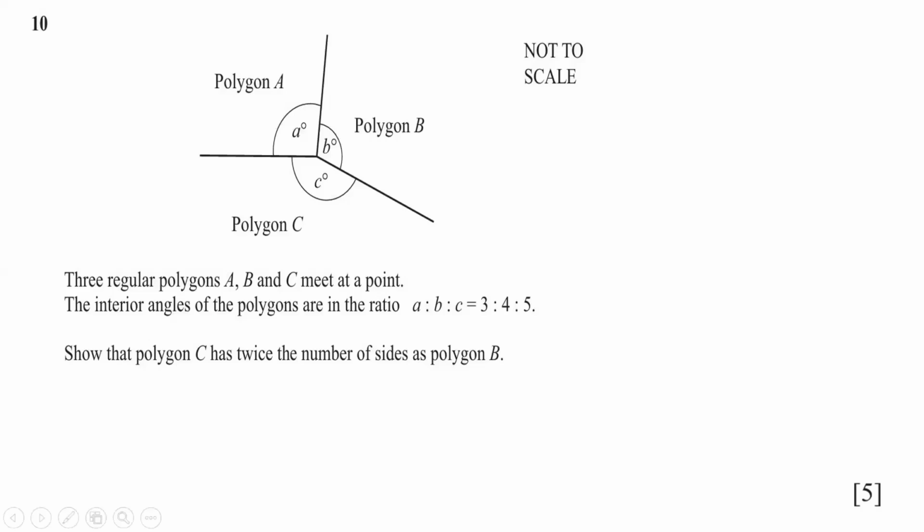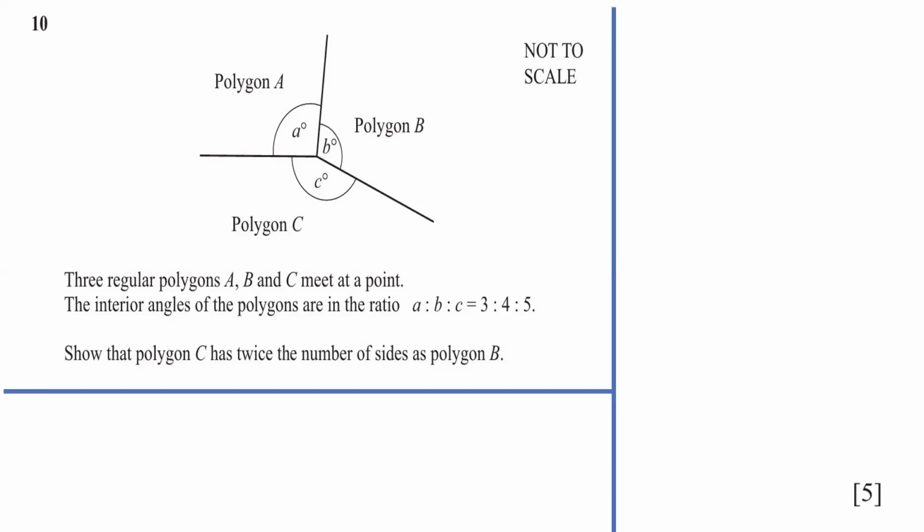Now, question number 10 says, 3 regular polygons, A, B, and C, meet at a point. The interior angles of the polygons are in the ratio A : B : C equals 3 : 4 : 5. Show that polygon C has twice the number of sides as polygon B.